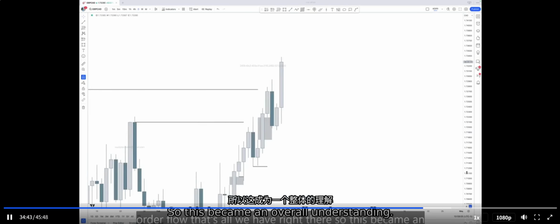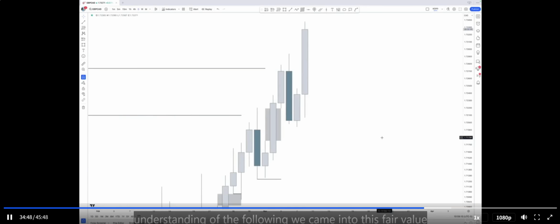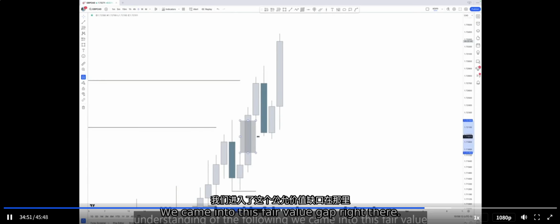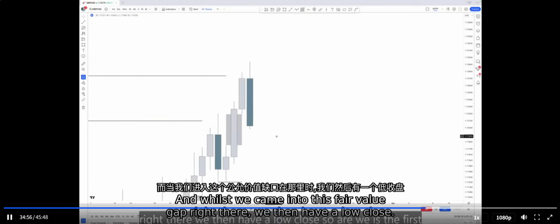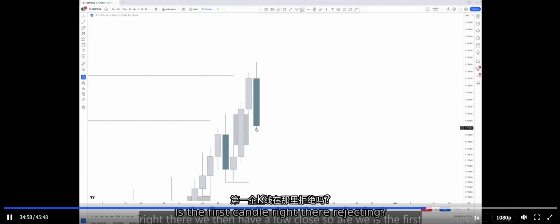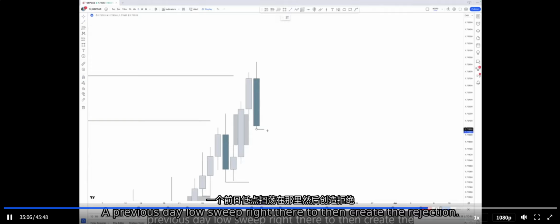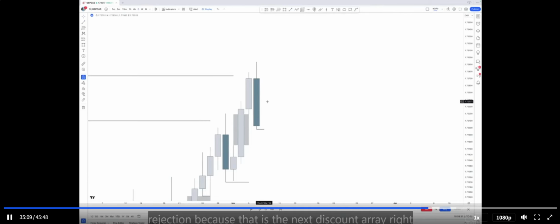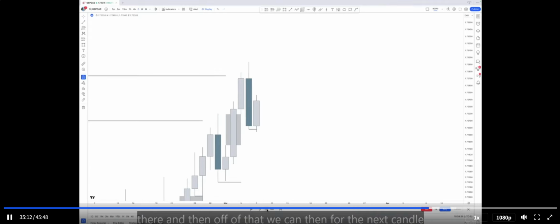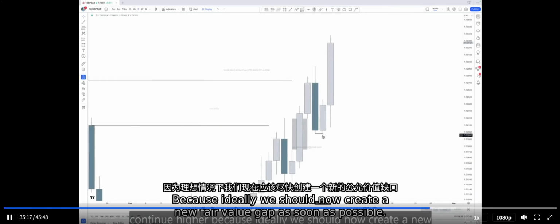So this became an overall understanding, and in the forecast it became a full understanding of the following. We came into this fair value gap right there, and whilst we came into it, we then have a low close. So is the first candle right there rejecting? No, it's not really rejecting. So what can we expect? A previous day low sweep right there to then create the rejection, because that is the next discount rate right there. And then off of that, for the next candle, we can continue higher, because ideally we should now create a new fair value gap as soon as possible.